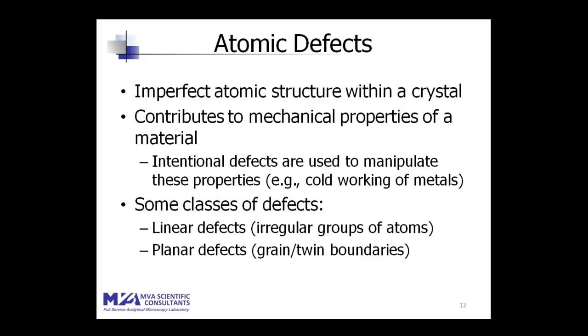So defects don't have to be bad things. Sometimes they can be used to manipulate materials in positive ways. And I'll be talking about two different classes of defects. I'll talk first about some linear defects, mainly dislocations, and these are just irregular linear groups of atoms. And then I'll also talk about planar defects, which could fall under grain boundaries, those could fall under twin boundaries, and I'm going to be talking about deformation twinning boundaries.